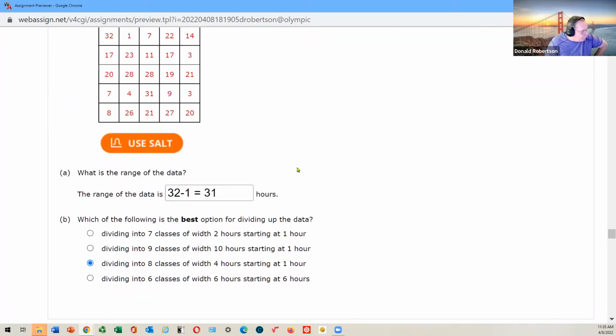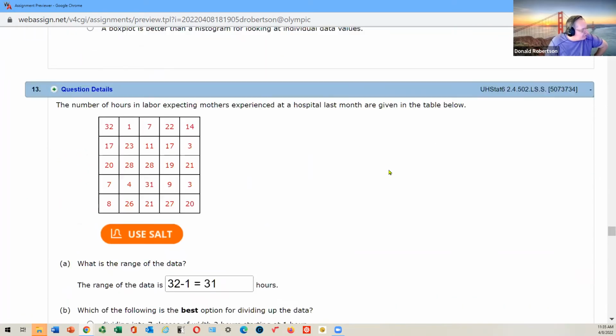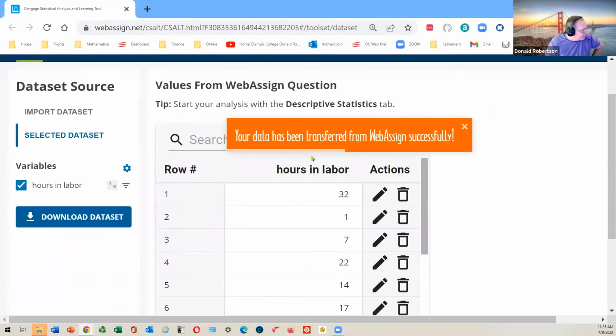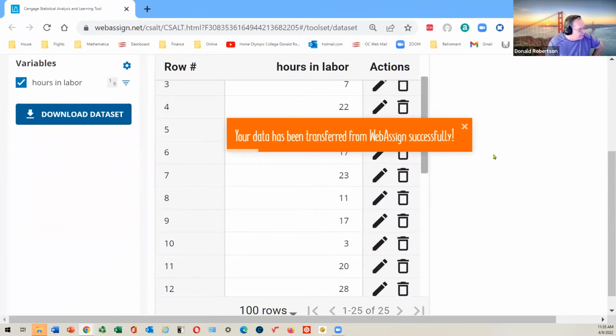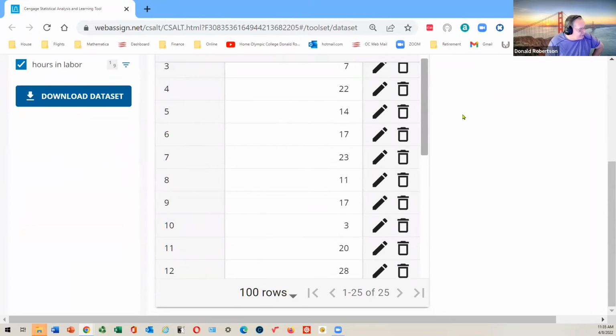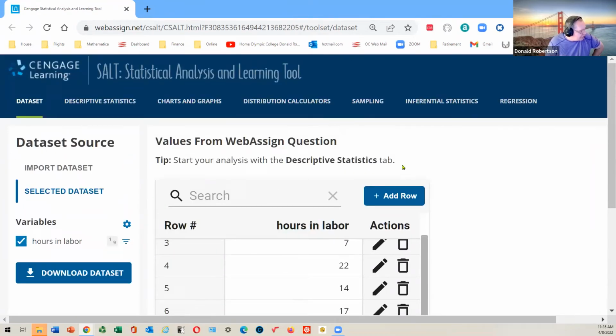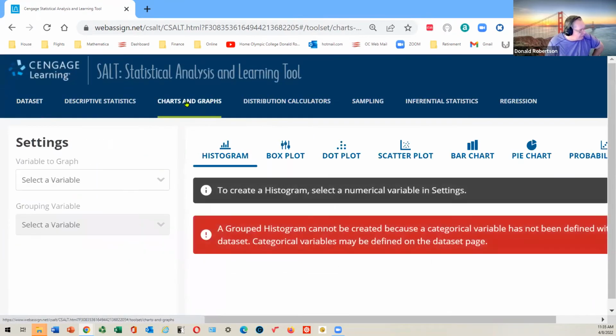So I am now, not that they need you to do it for this question, but I want to do it because at least I get to hit the salt button, which is always fun and dangerous. I'm going to hit that salt button. Oh, good, it's over here where I want it to be. Right, there's that data. Okay, wait, it's transferred. Right, that's that data. And I would like to make a histogram, so I'm going to hit charts and graphs. And I'm going to go here and pick hours in labor.